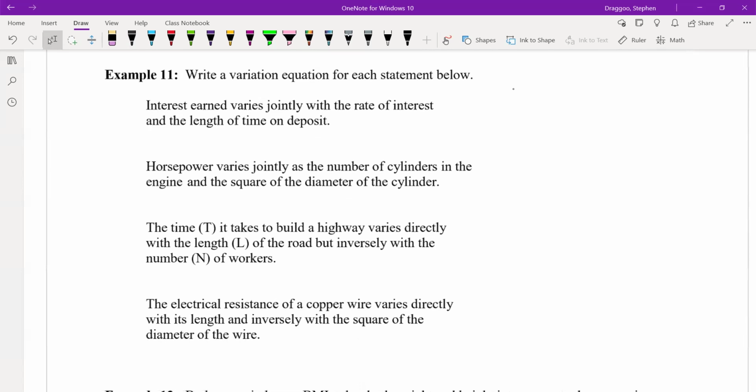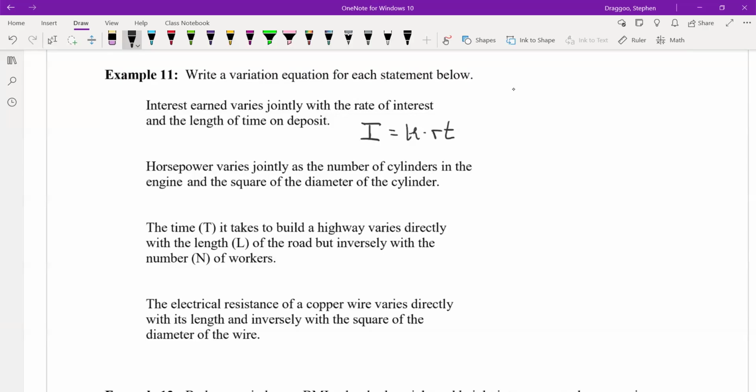So some examples where we write that stuff down. If interest is going to vary jointly with the rate of interest and the length of time on deposit, the interest earned is equal to K times RT. It's going to vary directly with both the rate and the time. If the rate goes up, the interest goes up. And if the time goes up, the interest goes up.